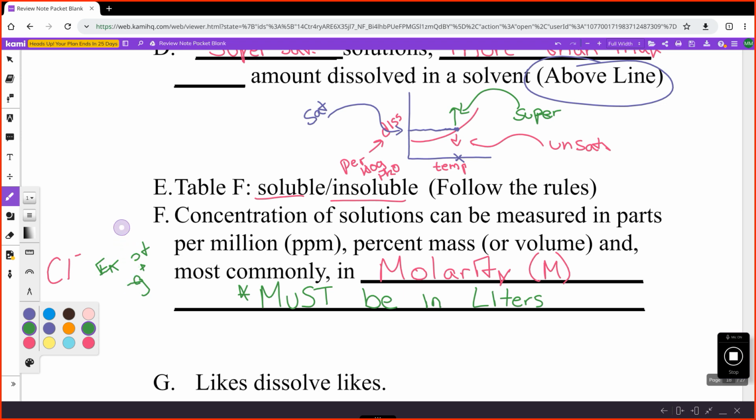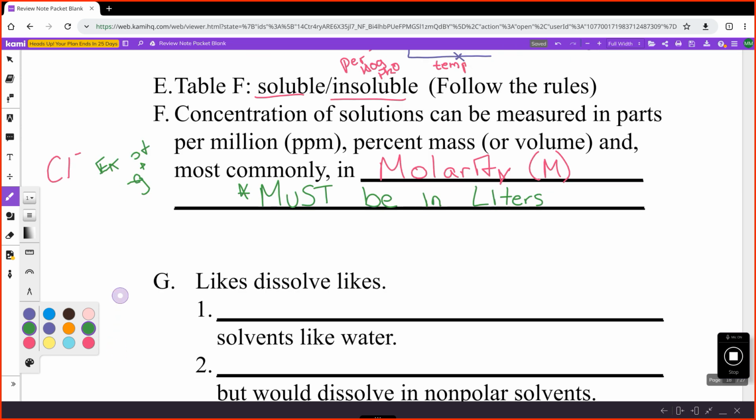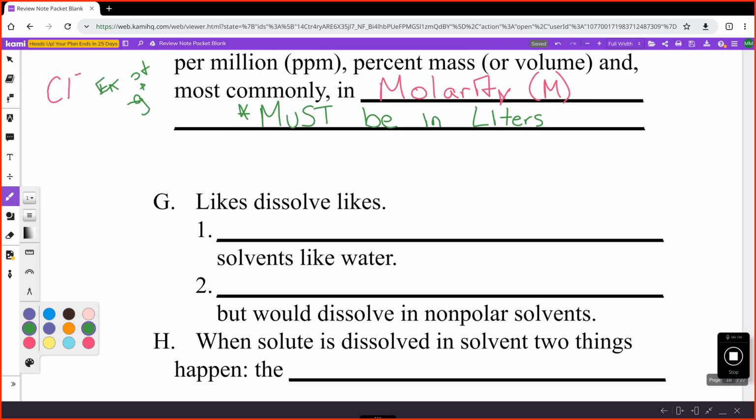Okay, and we'll finish up with two little things here. Number one, likes dissolves likes. It's one of my least favorite sayings that is used in chemistry because it sounds very valley girly. Likes dissolves likes. But what it really is kind of referring to here is that similar polarities will dissolve in similar polarities.